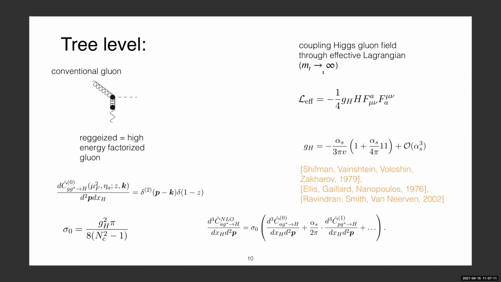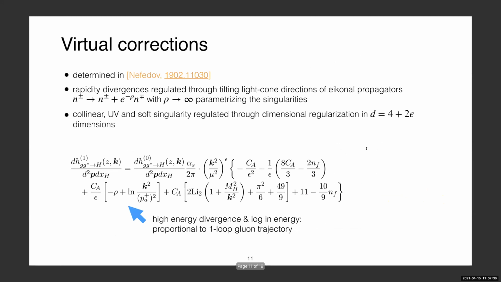We simplify this top loop by taking the top mass to infinity, and then we work with this effective Lagrangian, which essentially allows us to couple the Higgs field directly to the gluonic field. And then this coefficient is well known. It has been calculated in perturbation theory, even up to higher orders. But for the next-to-leading order calculation, we are using only the first term in these corrections.